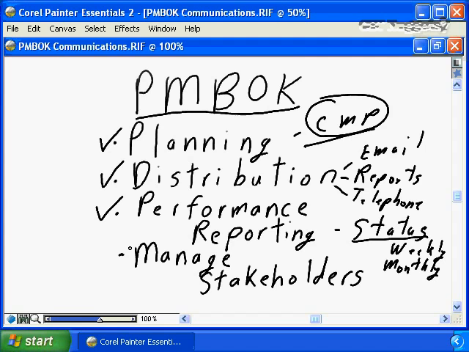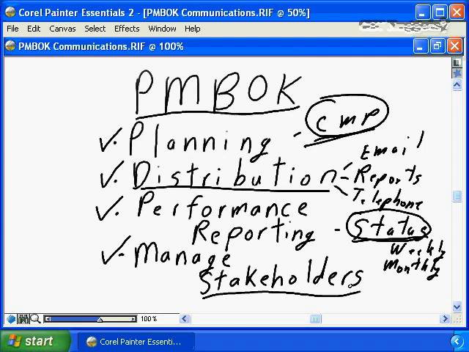The last step, as defined in the PMBOK guide for communications management, is managing the stakeholders. And essentially, if you have done a good job of putting together the communications management plan, you've done an effective job with distribution, you are doing an excellent job of distributing project status information, management of the stakeholders will happen by default. Managing of the stakeholders is all about ensuring that the stakeholders have the information that they require, that the stakeholders have the information they need in a timely fashion, in the manner in which they require to allow them to participate as effective members in your project.